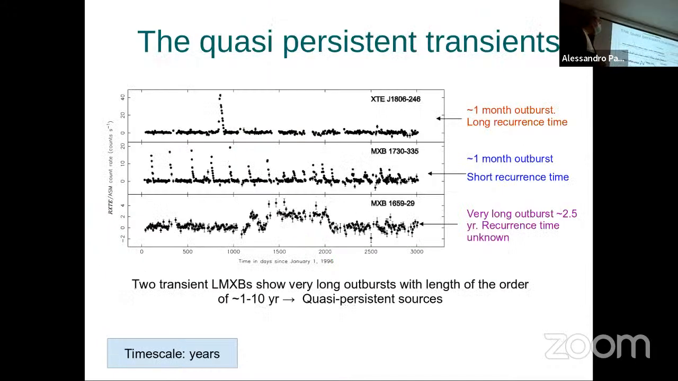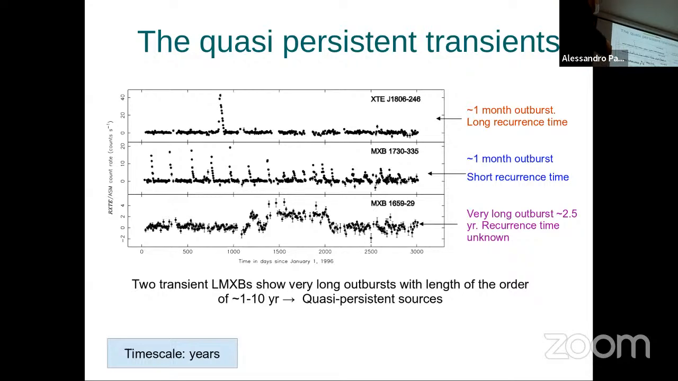There are also systems where you have much longer time scales. These are called the quasi-persistent transients. Again, I'm talking about low mass X-ray binaries here. For example, there are two systems where the time scales are much longer. There's this one, MXB 1659-29, which has outbursts that last for years, and these are called quasi-persistent sources. So this is an example of very long time scales that we can witness.